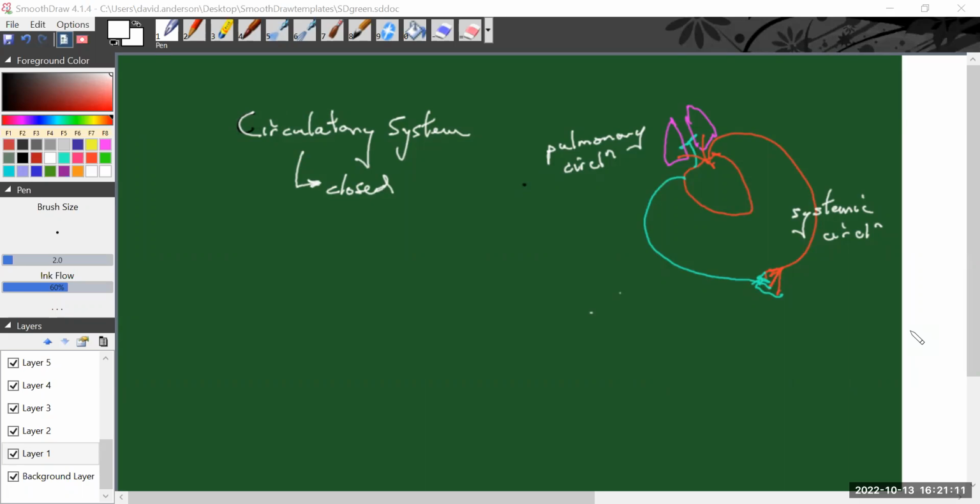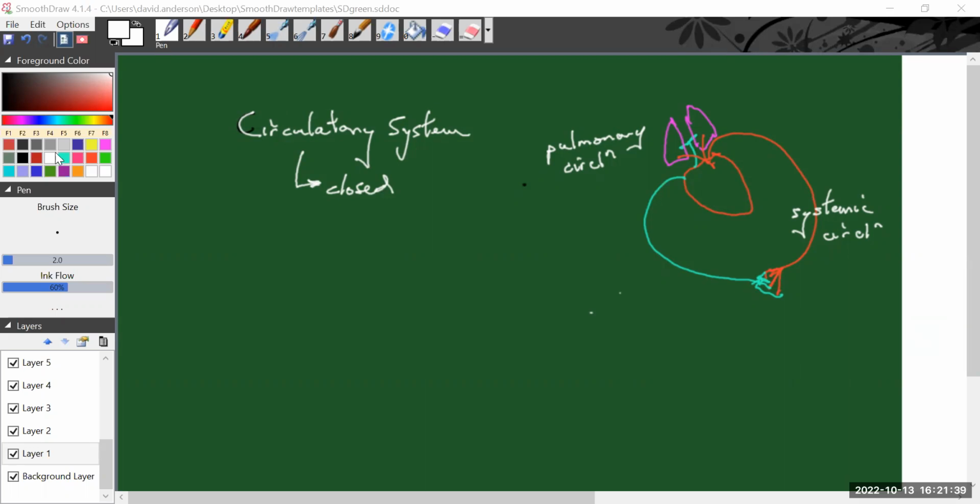it doesn't have a direct exposure to the external environment. Our systemic circulation is responsible for delivering oxygen and nutrients to all of the tissues and cells in the body. And our pulmonary circulation is driven by the right side of the heart, delivering deoxygenated blood to the lungs to be oxygenated and returned to the left side of the heart. So that when the left side pumps, it delivers oxygenated blood all over the body, systemic circulation.